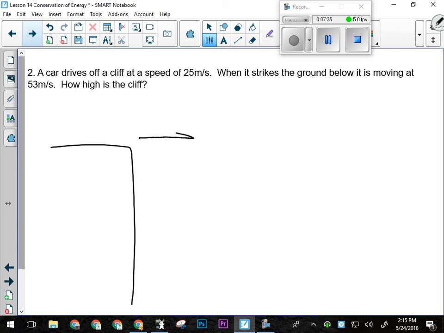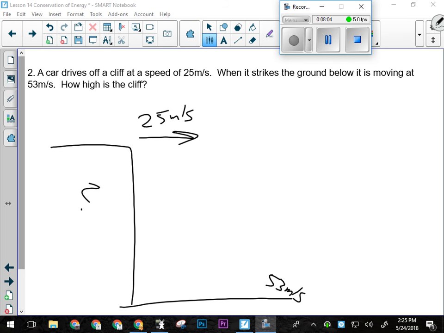Anyway, if I drive off of this cliff, we are looking for how high the cliff is. We don't know its height, but we do know that they drive off at 25 meters per second. When they hit the ground, down here at the very bottom, they are moving at 53 meters per second. Those are the things we know. Let me give you a few minutes to see if you can get that one figured out.